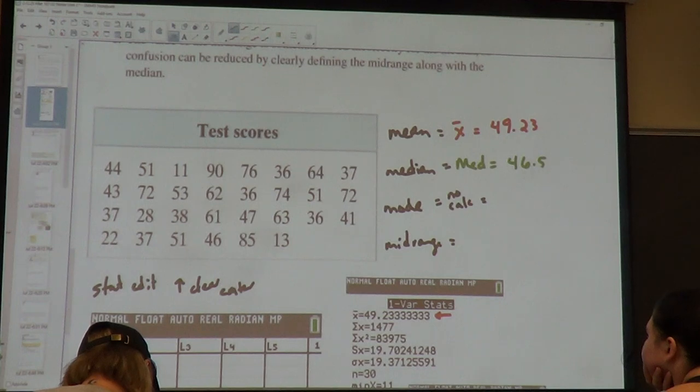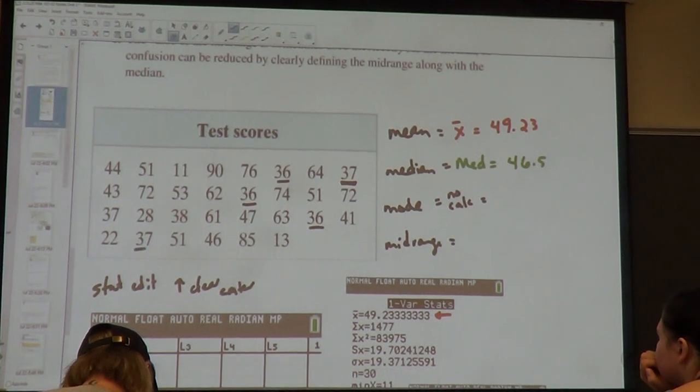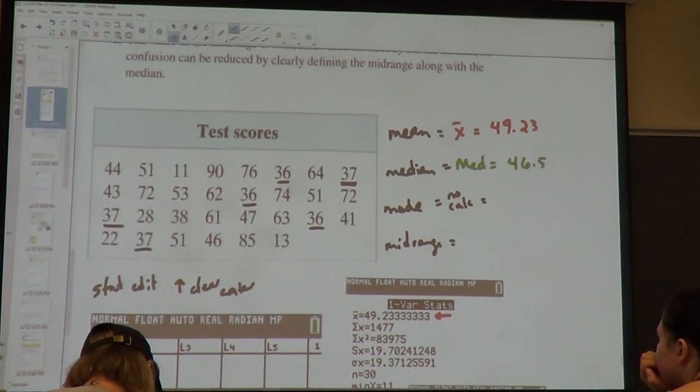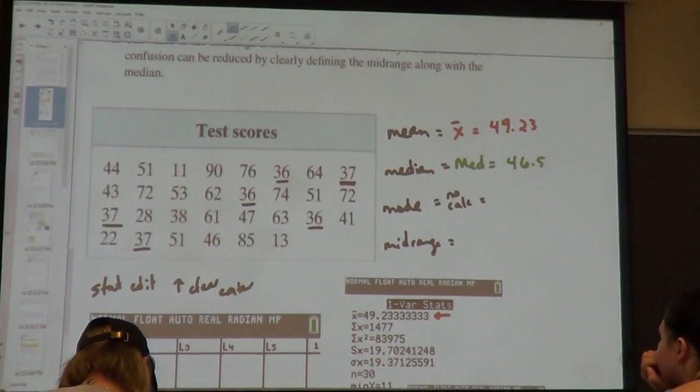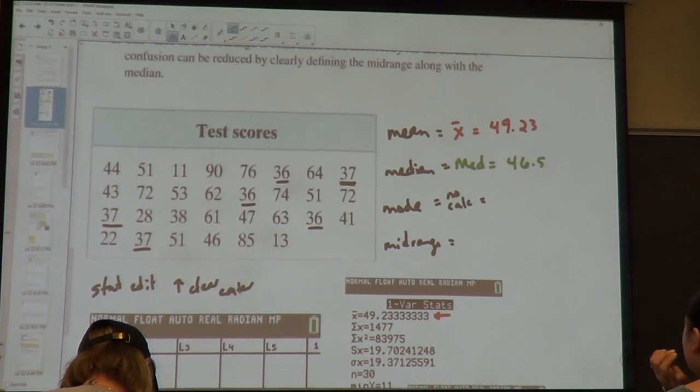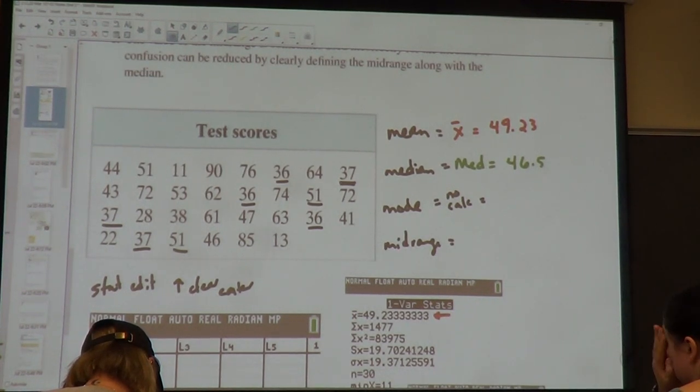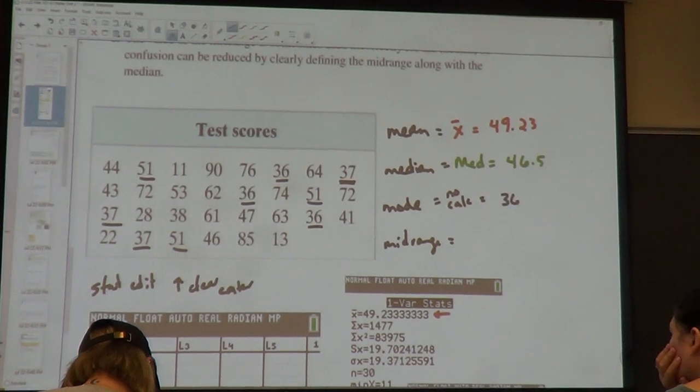36, 37. Okay, 36 appears how many times? Three. 37 appears 1, 2, 3, and then do we have anything else? 51 appears 1, 2, is that it? So how about the top row? 3. So because they all appear 3 times, they all are going to be your mode.